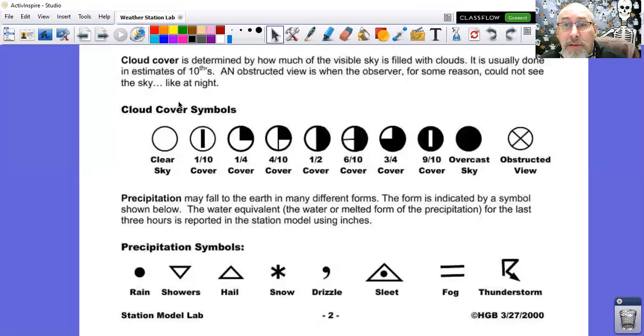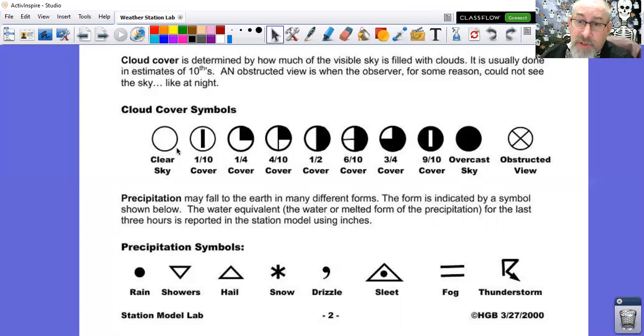All right. Cloud covers. So remember I said it comes in tenths or quarters, depending on how this is colored in. So here you can see all the different readings that we get for that circle, how it's colored. An obstructed view is when the observer for some reason couldn't see the night sky. And then clear, of course, is pretty simple. It's clear. You can see for a long way.